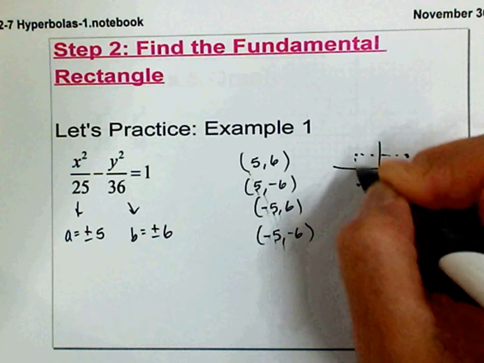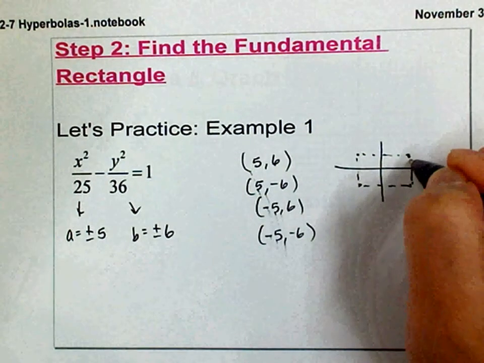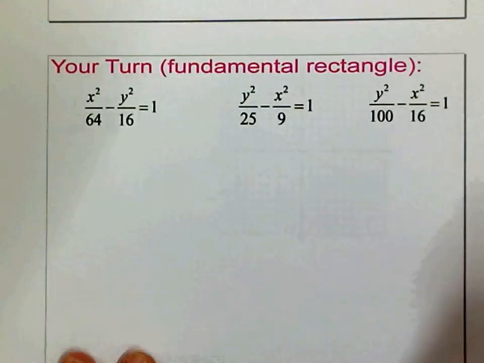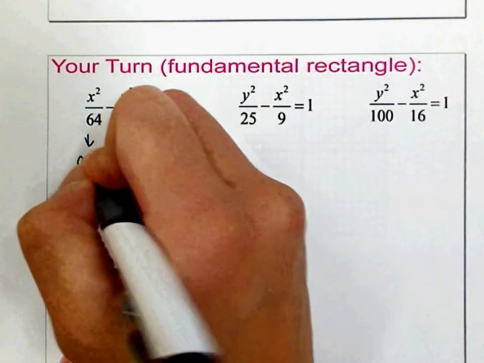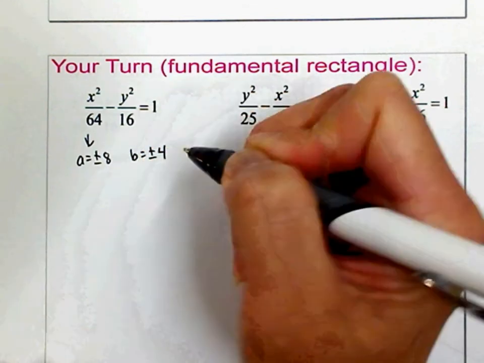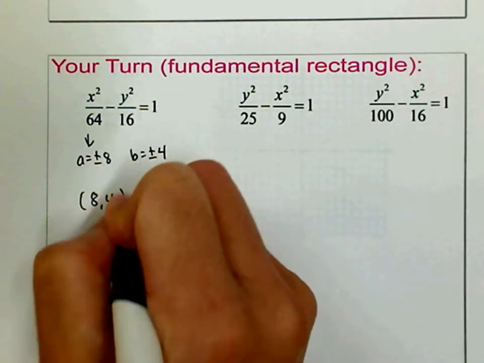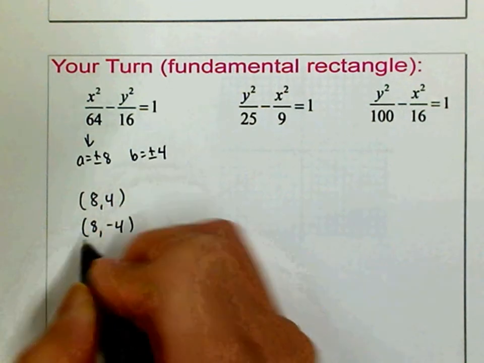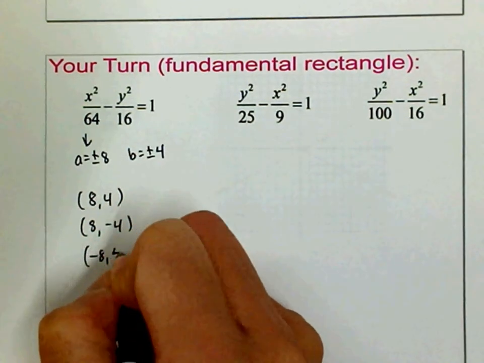That's what it looks like. Okay? All right, your turn. How would you find the fundamental rectangles there? A is plus or minus 8. B is plus or minus 4. So different versions of 8 and 4: 8, negative 4, negative 8, positive 4, negative 8, negative 4.